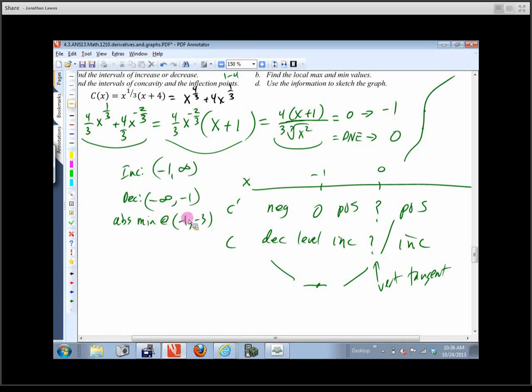So we've got a point on the graph. We could kind of anchor this graph down. We know that this point right here is at -1, -3, so I just drew some axes in there. Kind of a rough sketch, just to start with. Any questions?